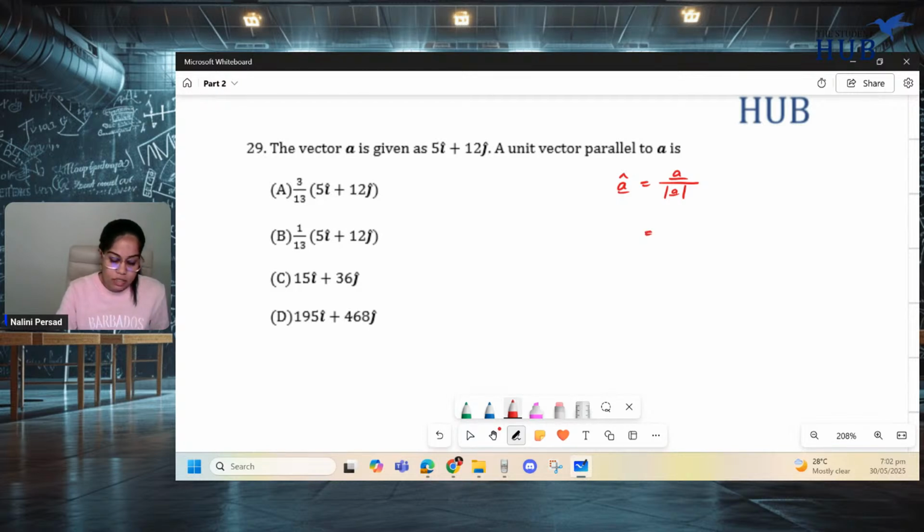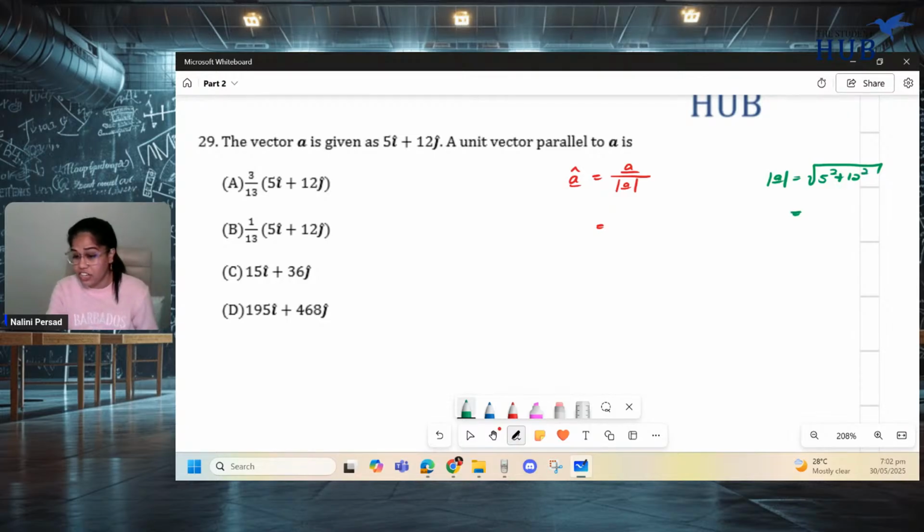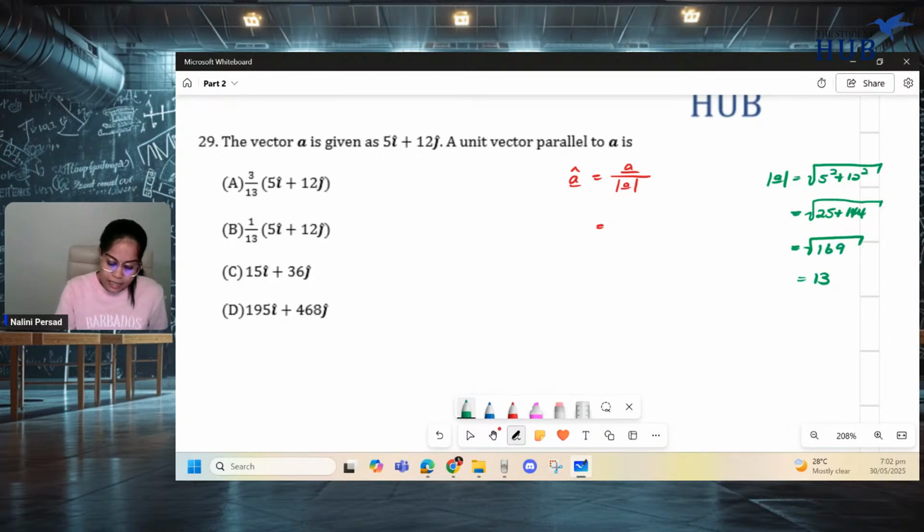You're taking the vector and you're dividing it by the magnitude of A. So we could go to the side and work out the magnitude. The magnitude will be 5 squared plus 12 squared. A lot of you all here would know your Pythagorean triples that you don't even need to work this out manually. Right, your Pythagorean triple is 5, 12, 13. So the answer is 13. So you are taking your vector 5i hat plus 12j hat and dividing it by the magnitude of 13.